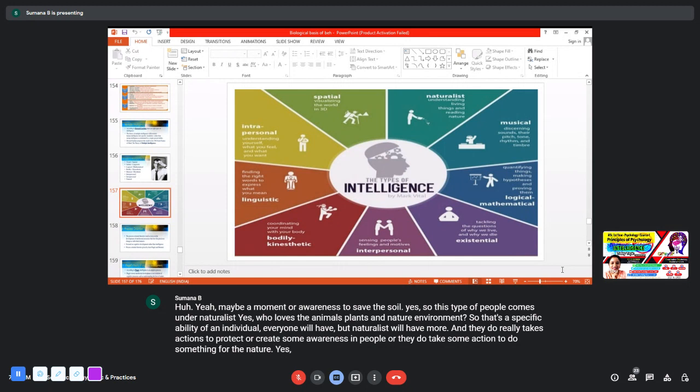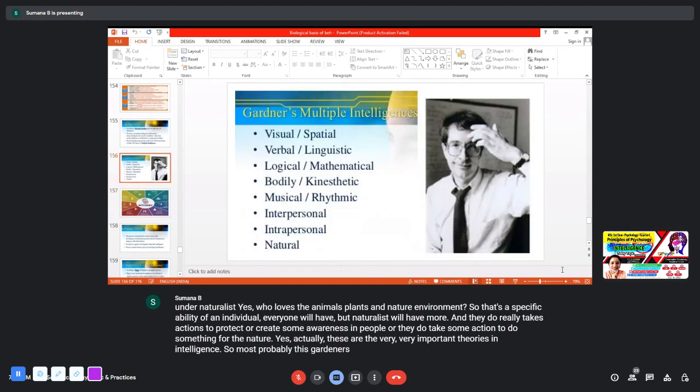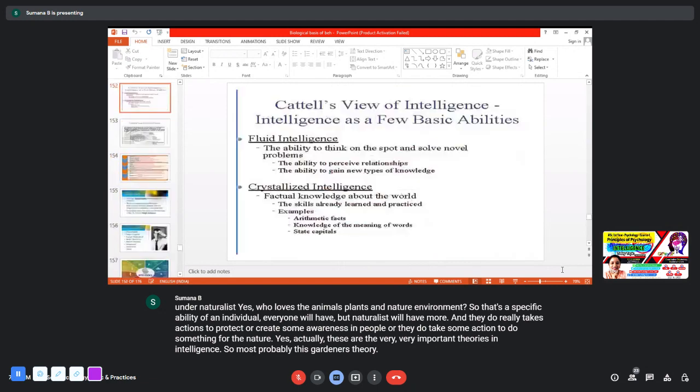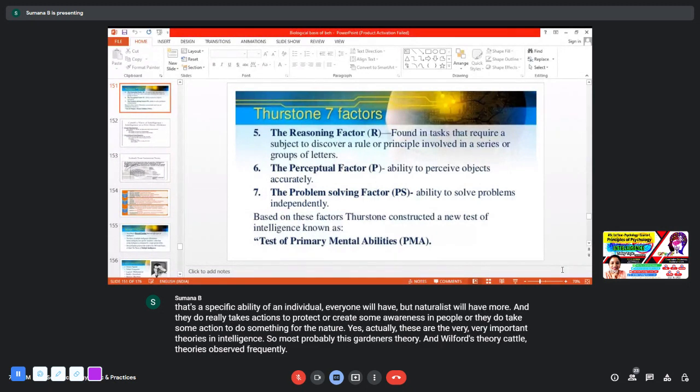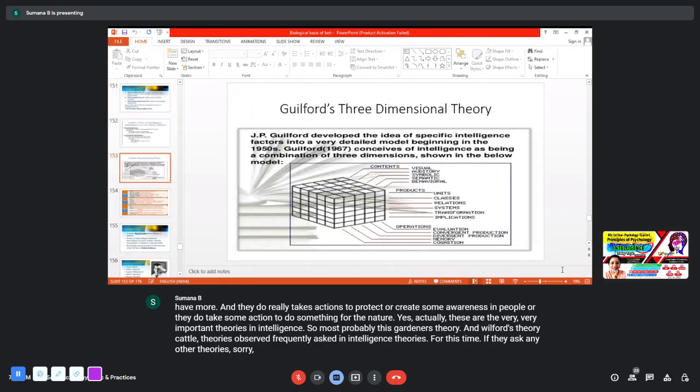These are very important theories in intelligence. Most probably Gardner's theory, Guilford's theory, and Cattell's theory are asked frequently in intelligence theories. This time, if they ask any other theory, sorry, I'm not responsible.